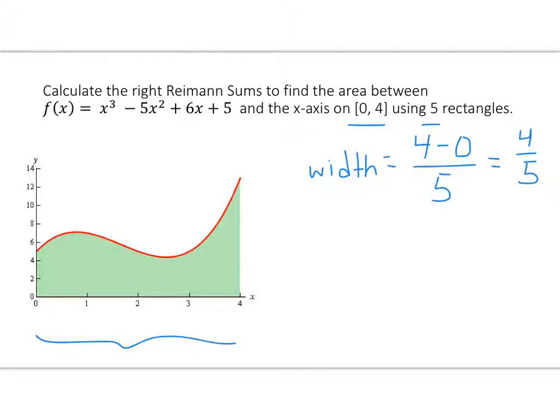So not to scale, but I'm going to have a rectangle at 4/5. I'm going to have one at 8/5. I'll have one at 12/5. I'll have one at 16/5. And then I'll have one that ends here at 4. Now when I draw these, because we're dealing with right Riemann sums, it tells me that the right part of my rectangle is there. So I can draw my rectangles in here, noticing that my right corner is on the curve.